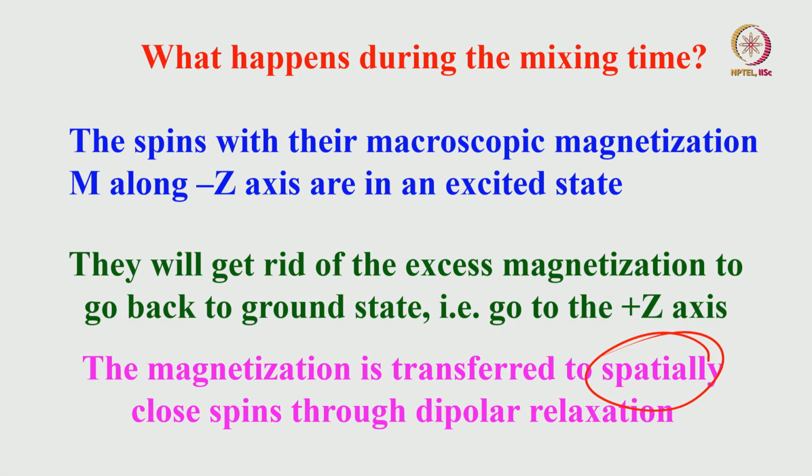It creates a local dipolar field at the site of the other nucleus, which is responsible for relaxation, that fluctuating dipolar field I discussed. Because of that, through dipolar relaxation, the magnetization is transferred from one spin to the other. This is what happens during the mixing time. During the mixing time, magnetization at minus z comes back to the z axis, and it gives magnetization to spins which are already along the z axis through dipolar relaxation.